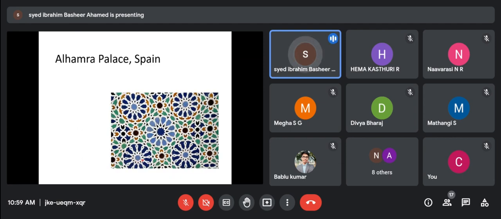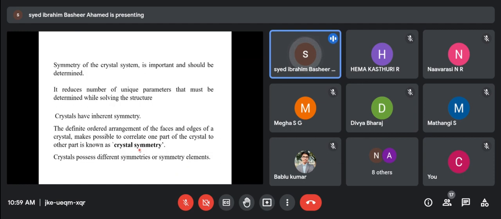So it's quite surprising how they did such a beautiful calculation. Some crystallographer even visited this place, saw this pattern, and made a paper on it also.